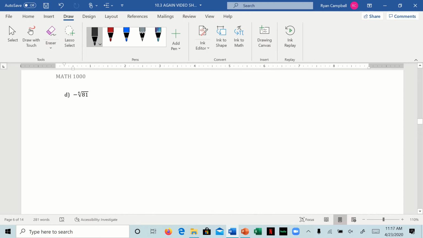Negative fourth root of 81. Well, we already know what the fourth root of 81 is. We said it was 3. So we can just substitute that, right? So our answer is just negative 3.